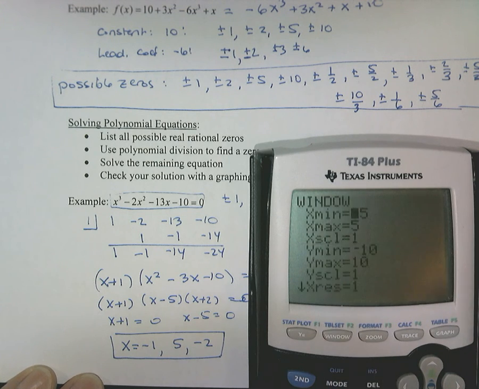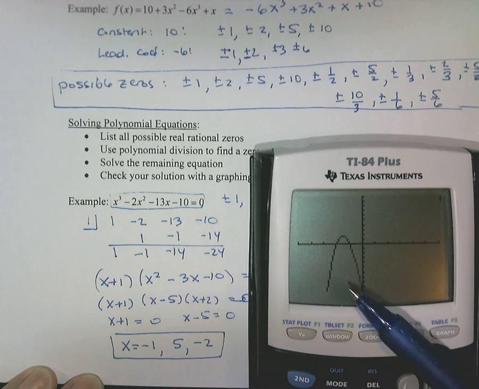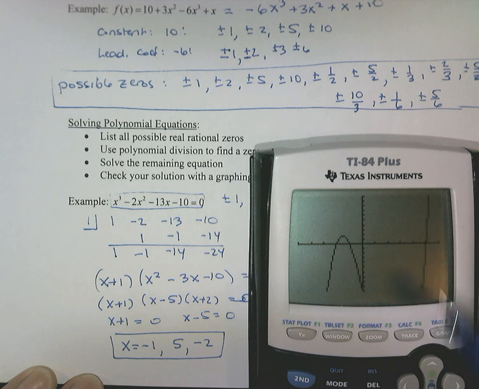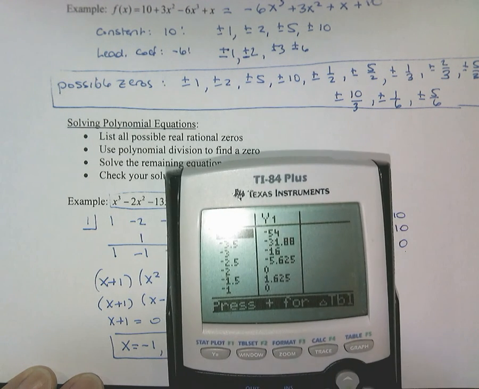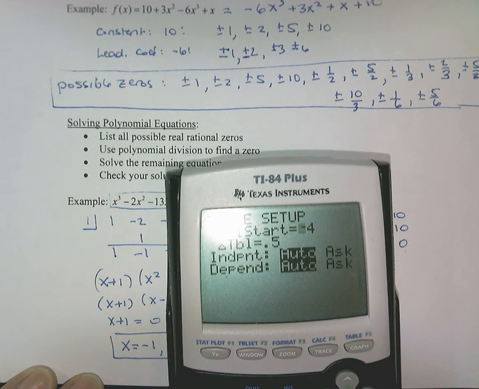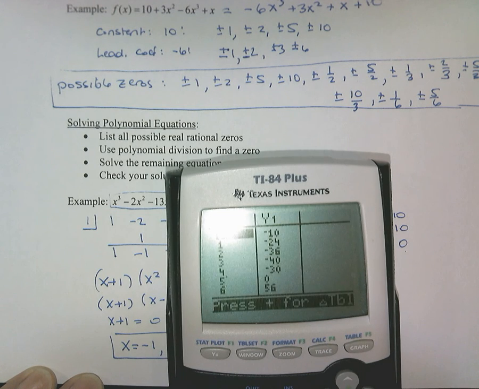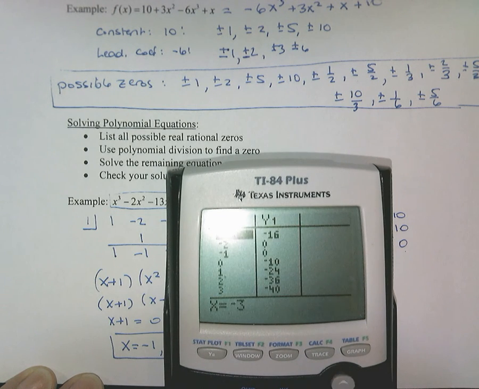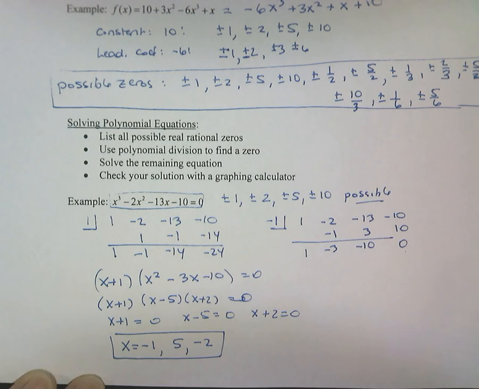I can change the window a little bit. Let's go to the right a little bit. Negative 2, negative 1, and 5. I can look at the table. If I look at the table, let's start at 0, go increments of 1. So negative 2, y is 0, negative 1, y is 0, and 5 is 0. So that is also a way to check it.